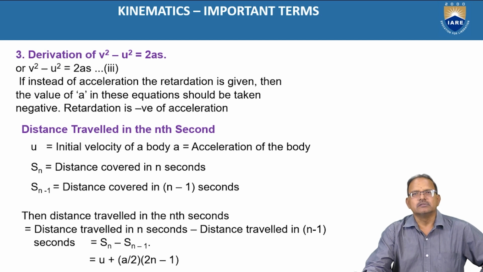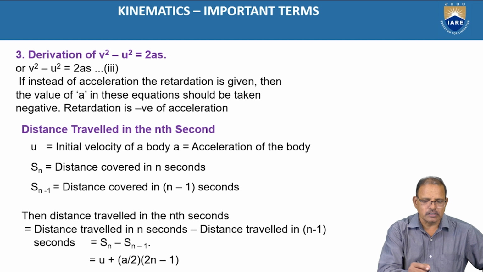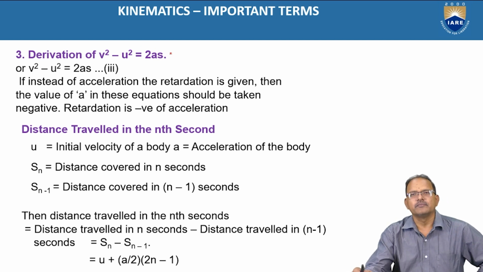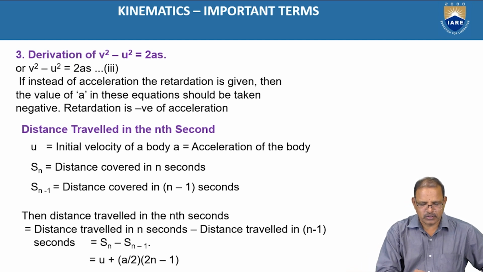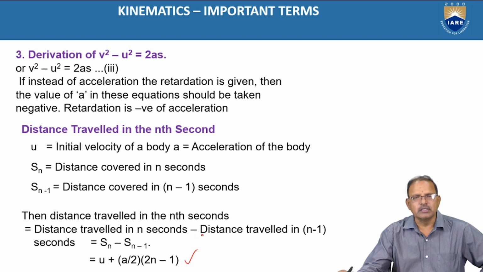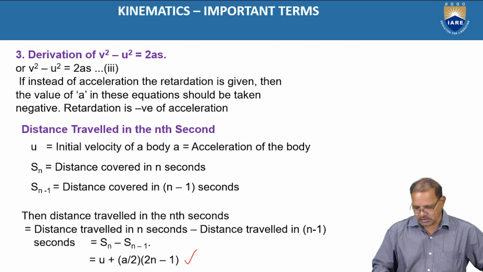The derivation which gives the relationship between the final velocity, initial velocity, distance travelled and uniform acceleration is given by v square minus u square is equal to 2as. The distance travelled in nth second is given by u plus a by 2 into 2n minus 1, where n is representing the nth second, a is the uniform acceleration, u is representing the initial velocity of the body.